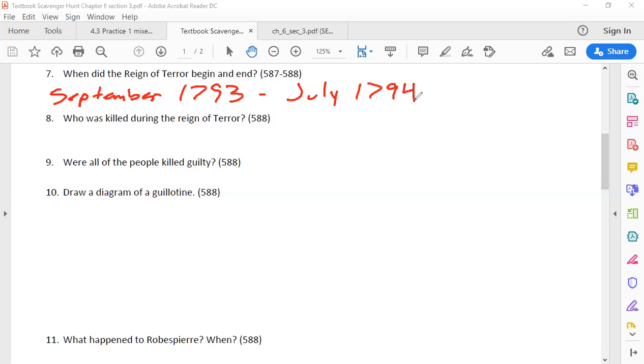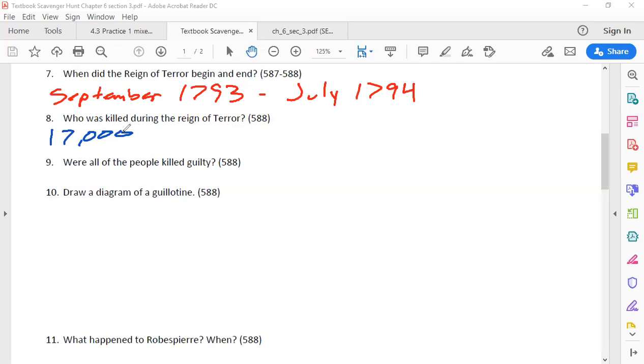Suspects were those who resisted the revolution. About 300,000 people were arrested during the Reign of Terror. 17,000 were executed. That's a lot of people.